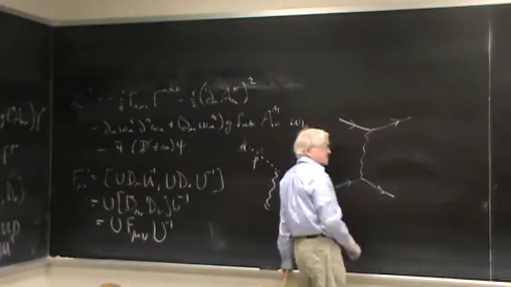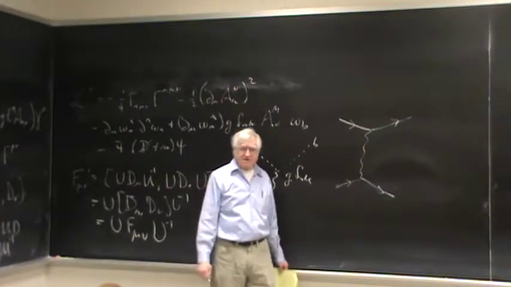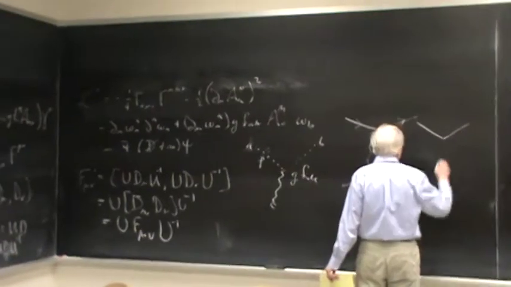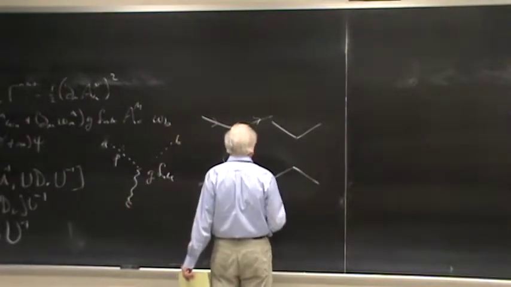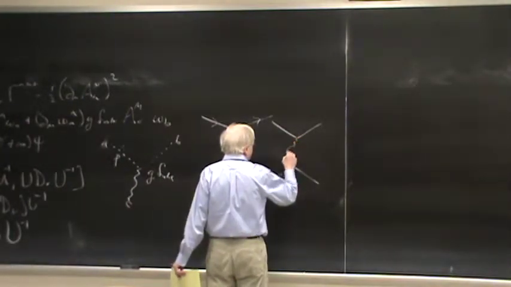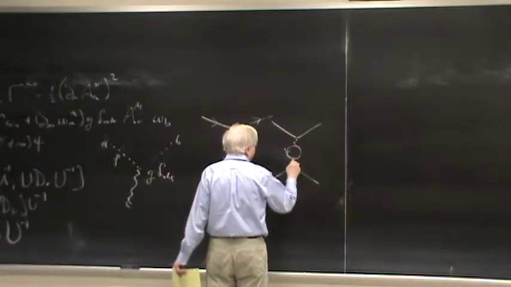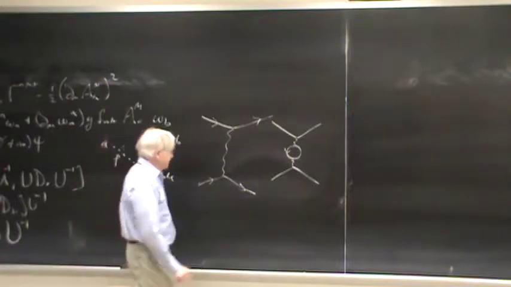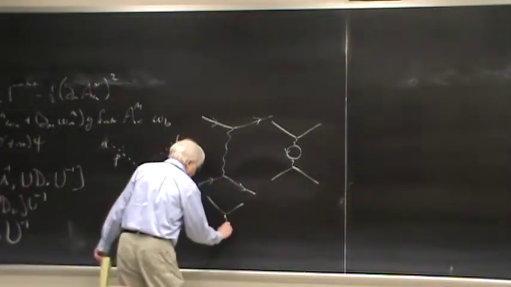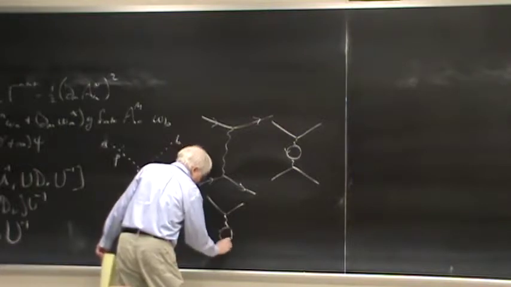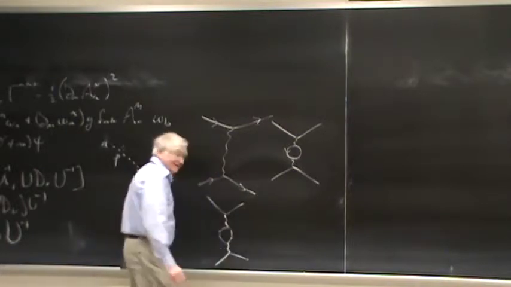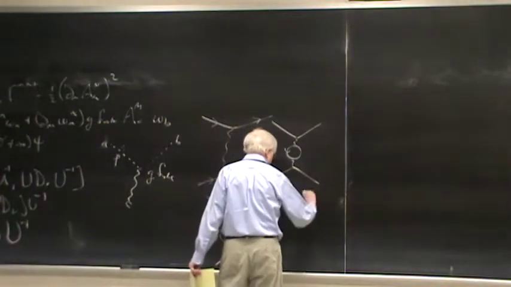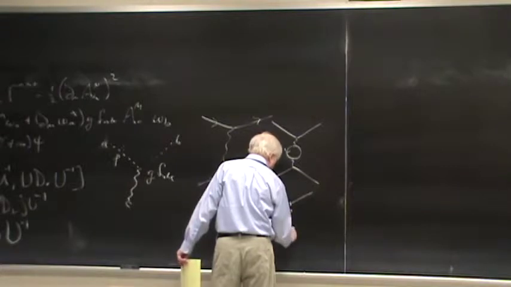Well, the lowest order diagram is just one gluon, say, going across. But then the next diagram would be a gluon and then a fermion pair like that. But there's also a term with a gluon like that. And then finally there's a term with a ghost.